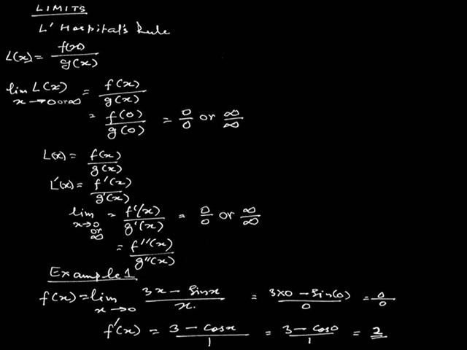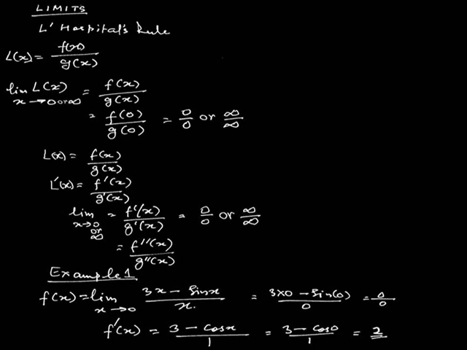So derive the numerator and denominator individually. Now the result is (3 minus cos x) divided by 1. Then apply the limit x tends to 0 to the expression, which becomes (3 minus cos 0) divided by 1. Since cos 0 is equal to 1, the answer to the problem is 2. And the limit is said to be arrived at.